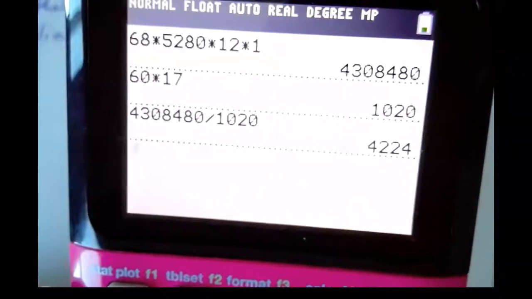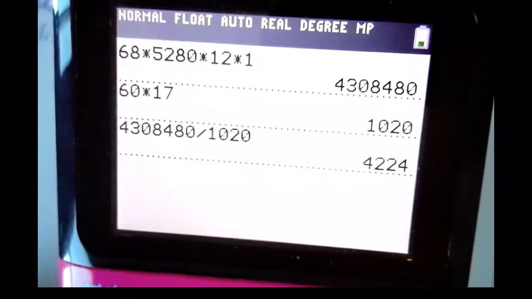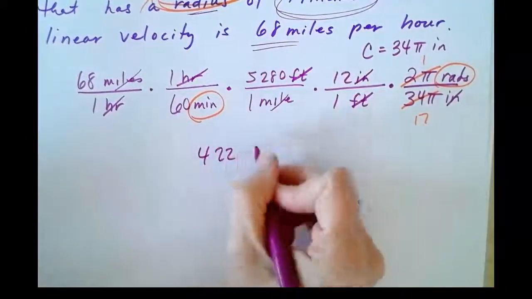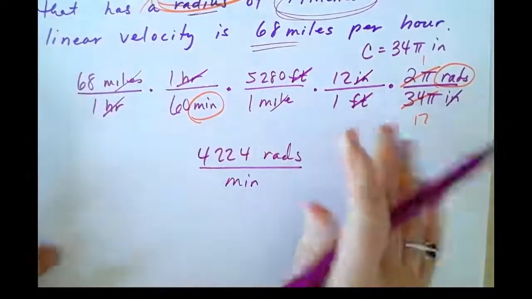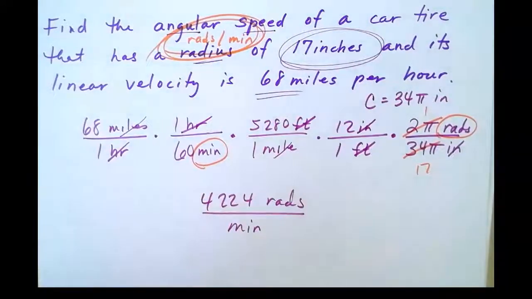There we go. So this car tire is rotating 4,224 radians every minute. That is the car's angular speed. Remember, angular velocity or angular speed is the angular displacement of the particular object, in this case a car tire.